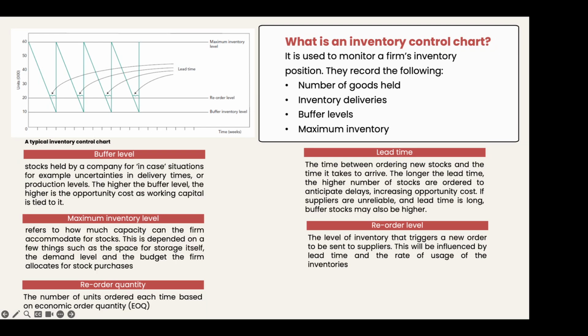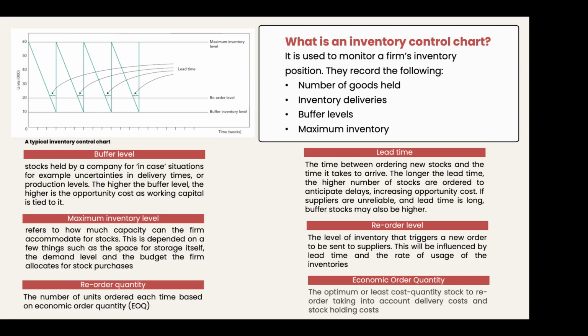So as I shared with you just now in this very realistic stock chart, every 3 weeks, maybe 2 weeks and a half thereabouts, it's almost reaching the buffer level where the reorder level is triggered, and that's where we anticipate the arrival of stocks from suppliers.